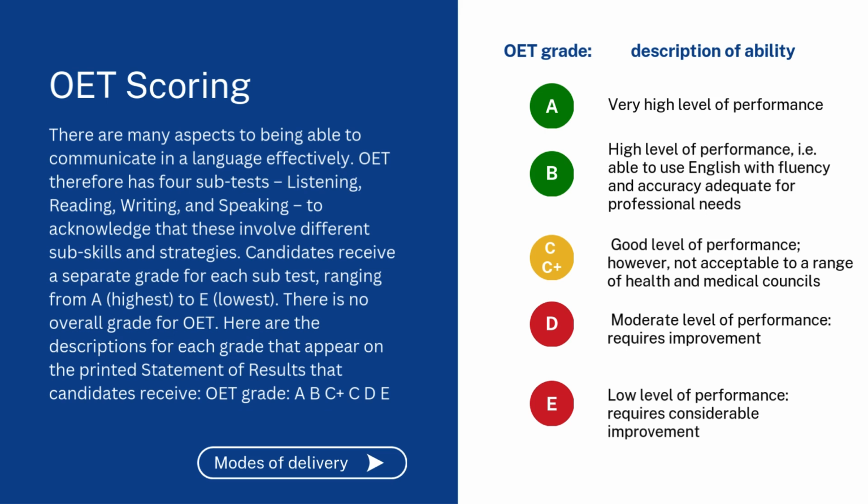You should consult your institution, professional registry, or university for the score they require before you take the test. For example, in the UK, the GMC requires a score of grade B on all subtests. The NMC requires a grade B on listening, reading, and speaking, and considers a C+ on writing.